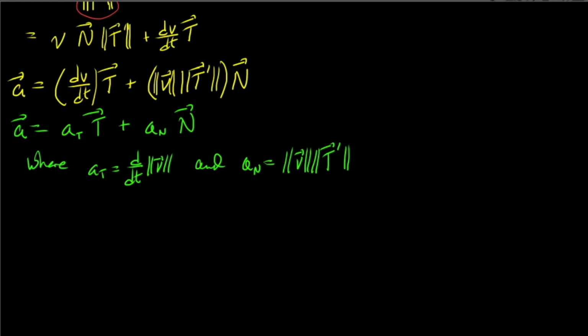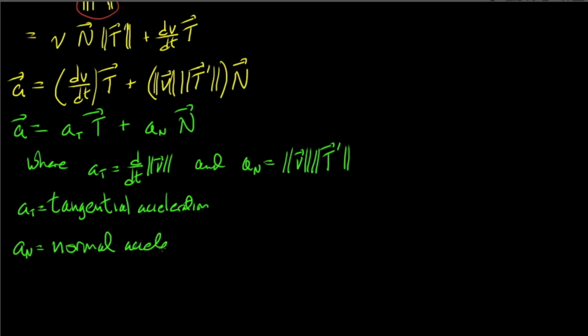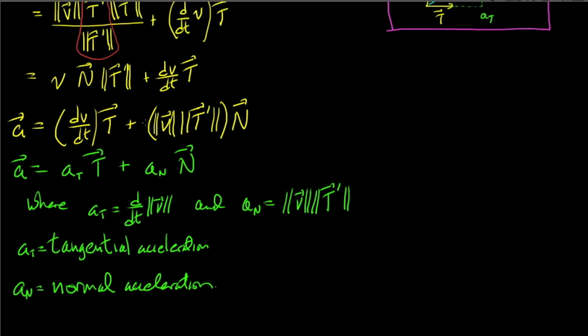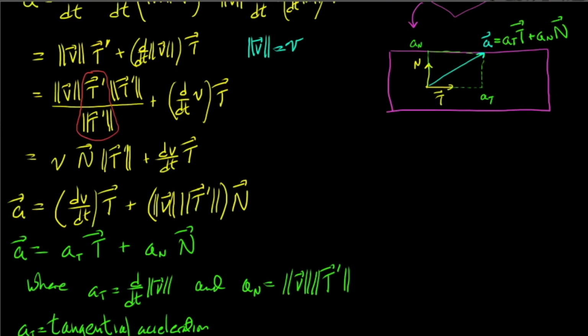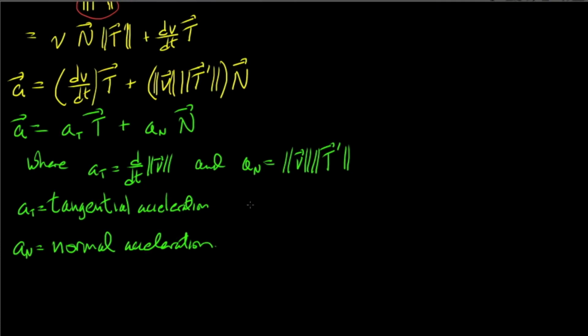And these things have names. This is called the tangential acceleration. So that's a_T. It's a scalar, not a vector. It's a component of a vector. And a_N is called, what else? Normal acceleration. So what that means is tangential acceleration is what you usually think of when you think of acceleration.